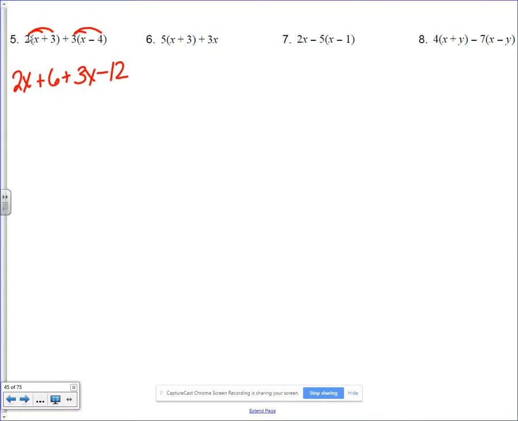How's everybody doing? Luke, any like terms there for me? Nope, this one right here. What do you get? Anything else? What is 6 minus 12, sir?